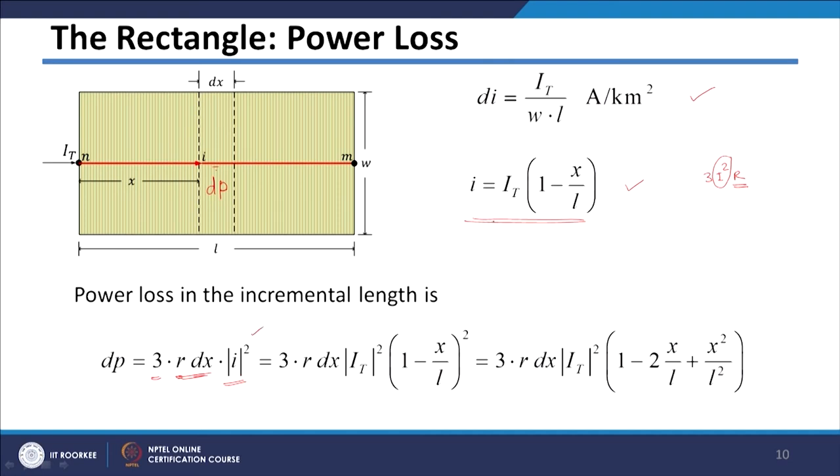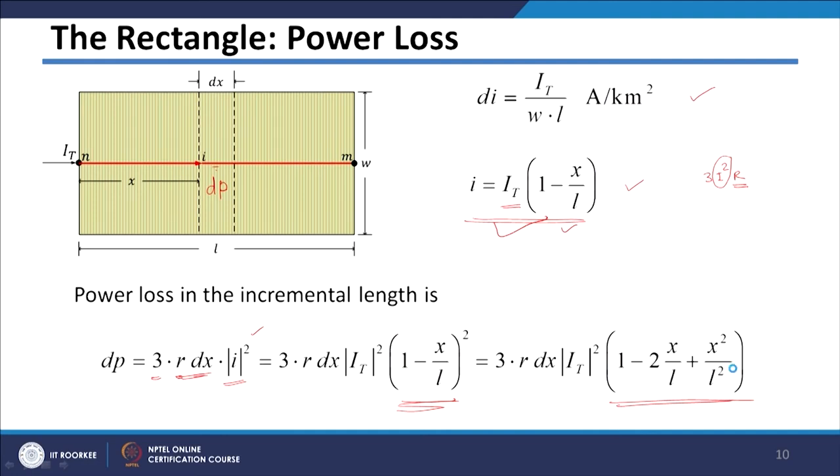We have got the equation for I, so I can just put this equation for I into this expression. We have to make the square of it, so it will become IT square here, and then the square of this term. So, we got this term here. Then we can square this bracket: if you square it, it will be 1 minus twice x by L plus x square by L square.